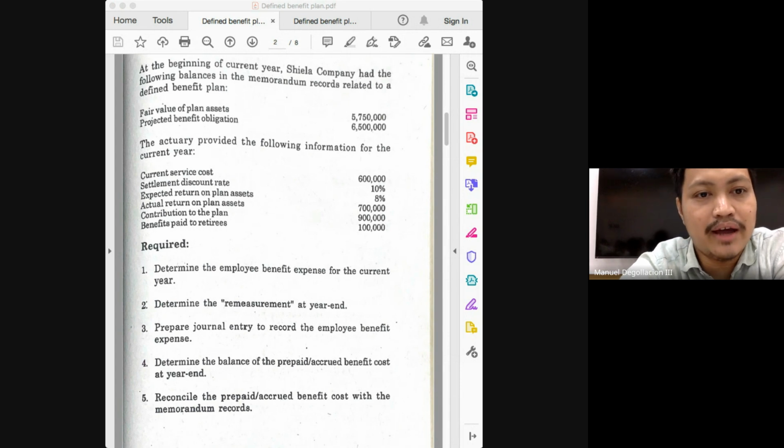So for PBO in class, you will have to take into account a lot of things. But of course, we will begin with the beginning balance of your PBO. And how much is the beginning balance of your PBO? 6,500,000. And next would be add all the additional sources of your obligation. And this would be your service cost. Okay?